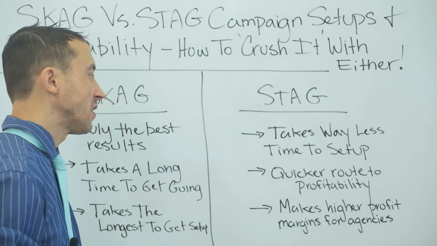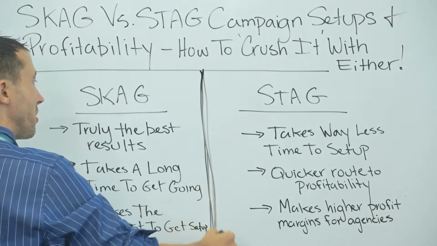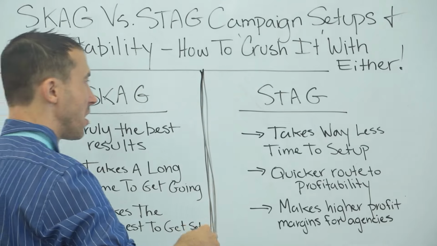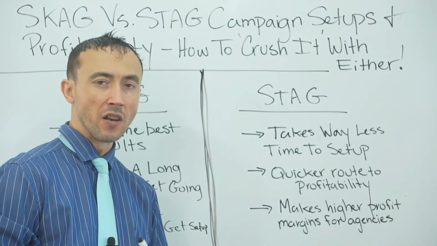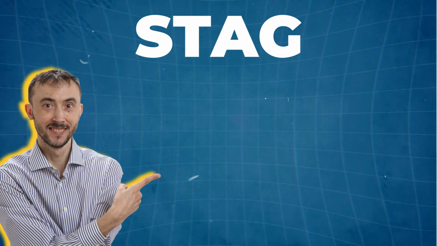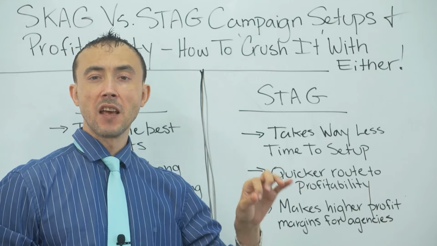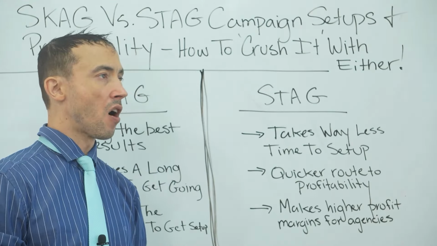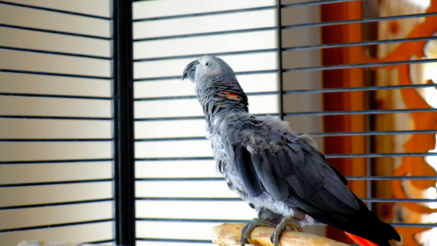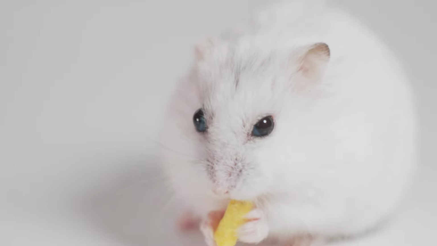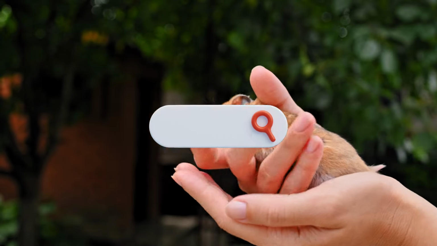So with that said, getting into the content, I did a typical matrix here showing the differences between SKAG and STAG campaigns. Just so that for the guys watching this that are subscribers and didn't stumble upon this, what STAG is: STAG basically stands for single themed ad groups. So basically what you're doing is, if you are a veterinarian and you offer snake treatments or helping snakes, you help birds get better, help hamsters get better, what you should do is put all the hamster keywords into one ad group.